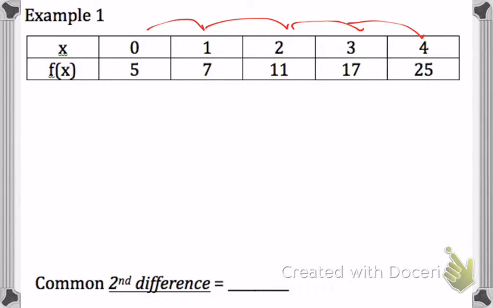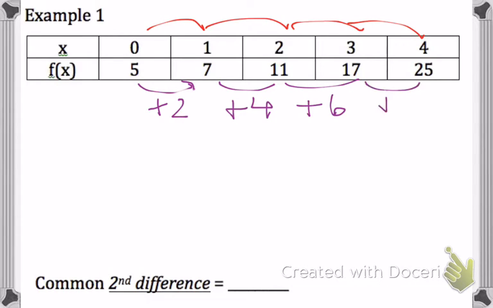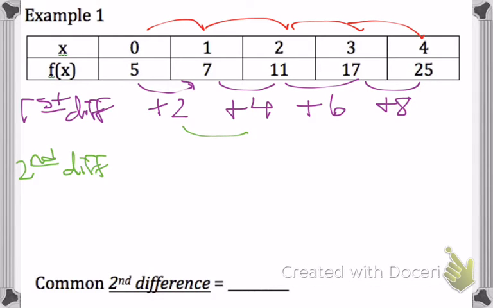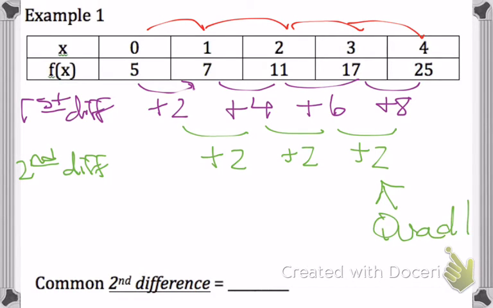But now let's look at the first difference. Right here, plus 2. Here we have a plus 4. Here we have a plus 6. And here we have a plus 8. So that's my first difference. Sorry for the sloppy handwriting. Then looking at the second difference, here I have a plus 2, plus 2, plus 2. So, yep, quadratic. Common second difference, plus 2.